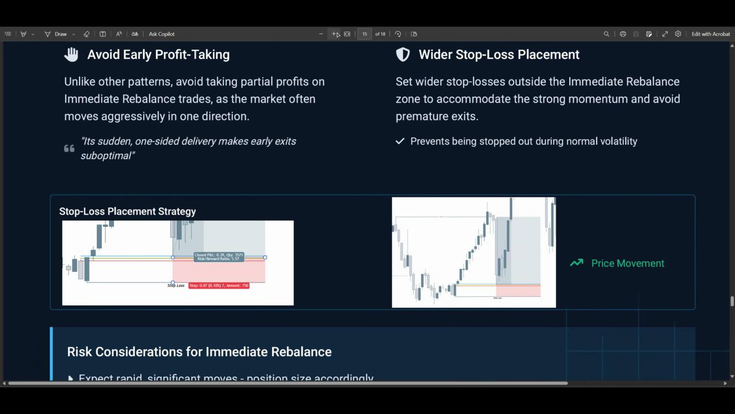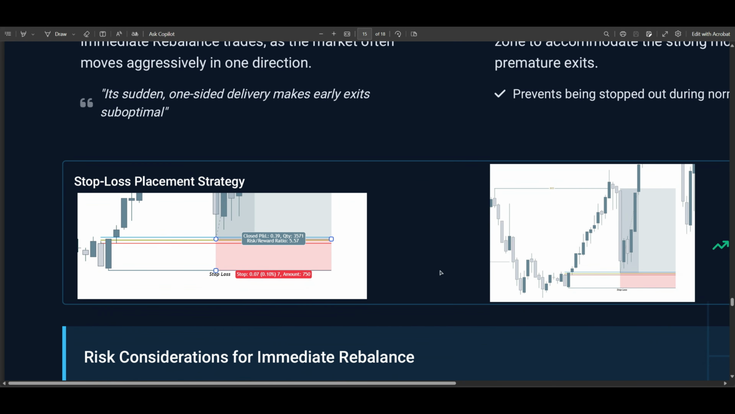So here's an example of what I'm talking about. So a way that you can use different stop loss methods is you can either set the stop loss at the 50% of the order block here, right?